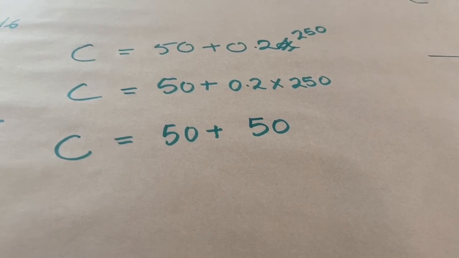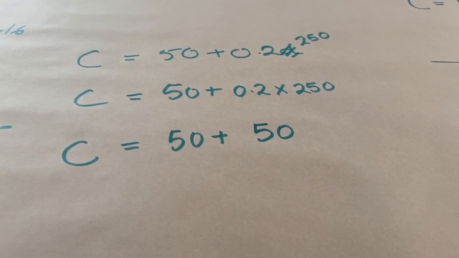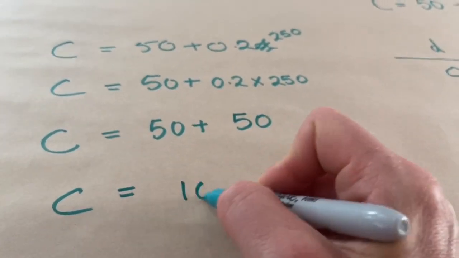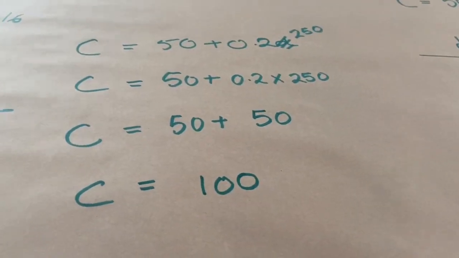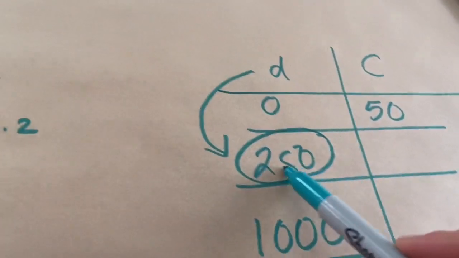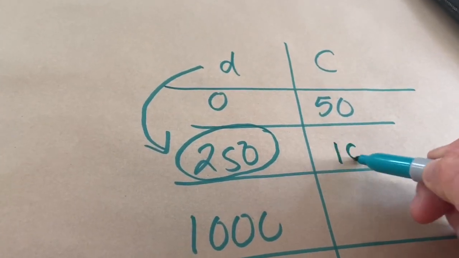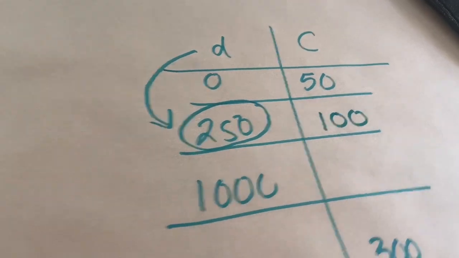So that means that I have 50 plus 50. That means my cost would be equal to 100. So that means that when I drive 250 kilometers, the cost is going to be 100. Now, let's do the next one.